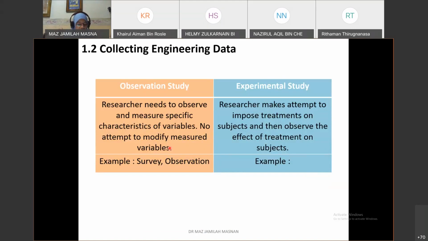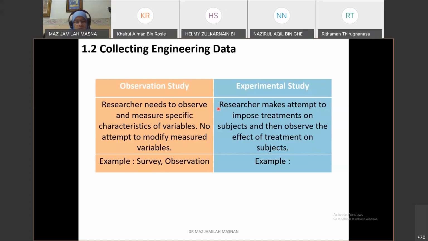In an observational study, the researcher needs to observe and measure specific characteristics of a variable. Of course, when you do observation, it is first-hand data, so you do it on your own. If you are going to measure, you will have to measure, with no attempt to modify the measured variable. It means that once you have done measuring, you have got the value, then you put the value in the table. You are not going to modify them. So that is observational. How? You can use a survey or you can use observation.